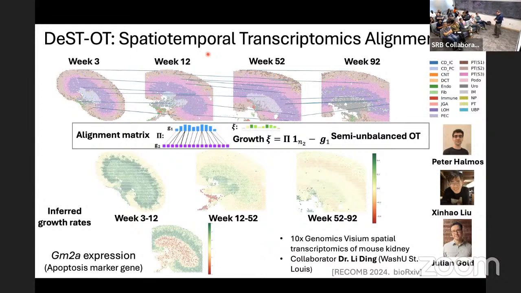We already had a way to align in space, like if you have multiple consecutive slices, and that works. When we did time in this application and others, over time, cells change a lot. Cells grow, cells die, cells differentiate in development. And so our other way of doing it wasn't actually modeling all these processes. Now we have ways that we think we can model growth in cell types over time or death over time and aligning, registering.